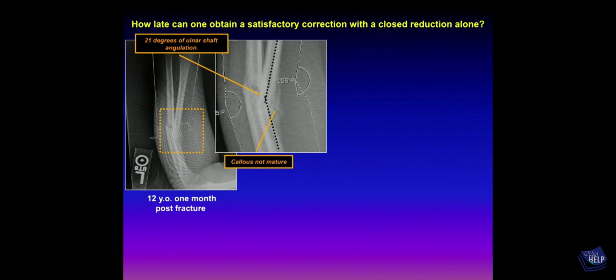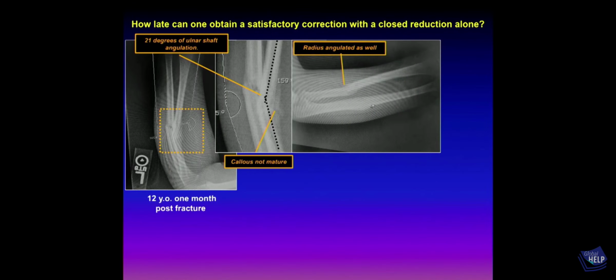Okay, and he's already callused but not quite mature. And the radius is angulated as well. Is this acceptable? No, sir. So he's already a month out. You're going to tell him that it's going to be crooked and you'll have to do big surgery later on, or can you manipulate it? It's worth trying to manipulate it.